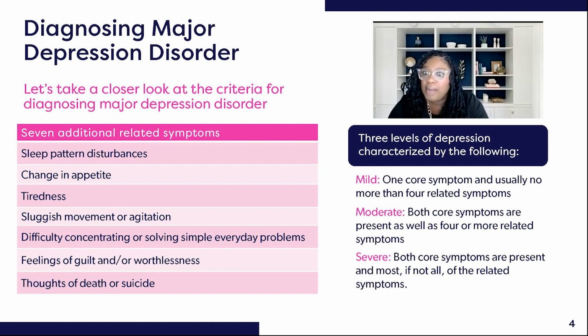on the last slide. Mild: one core symptom, and usually no more than 4 related symptoms. So one of the core, which would have been one of these, and then an additional 4 related, which would be 4 of these. Okay, so moderate: both core symptoms are present, as well as 4 of the more related symptoms. Severe: both core symptoms are present, and most, if not all, of the related symptoms.